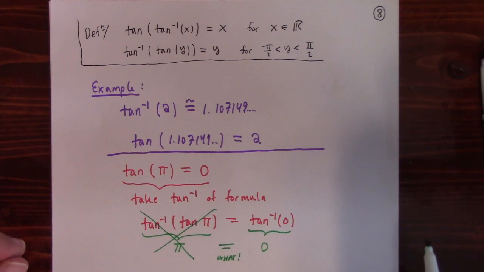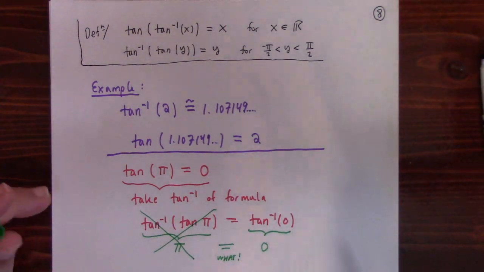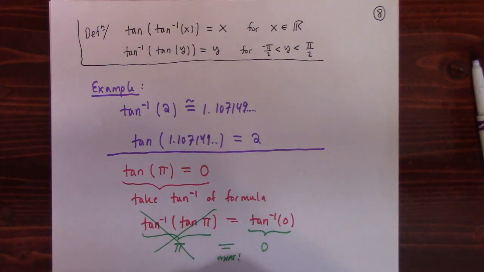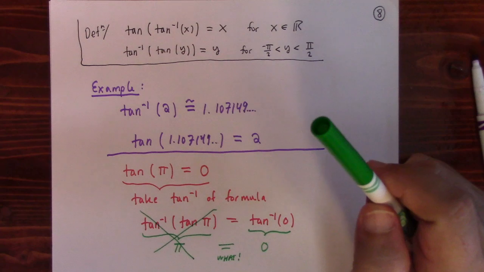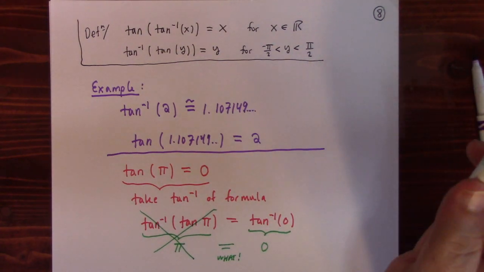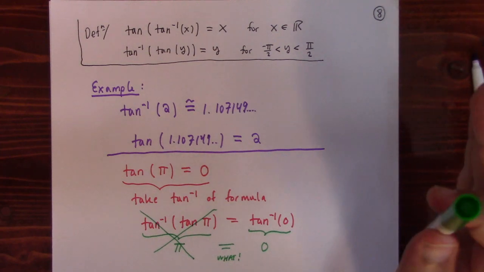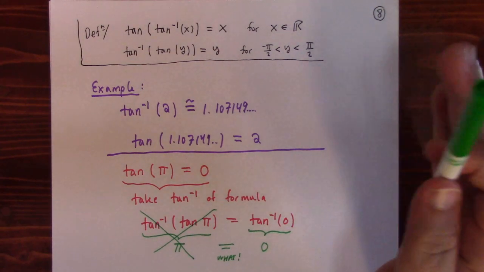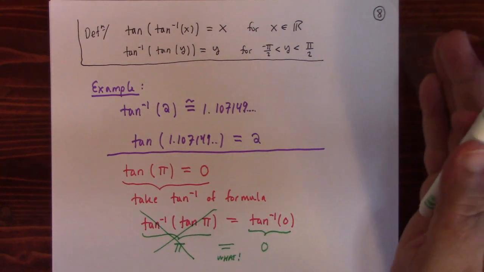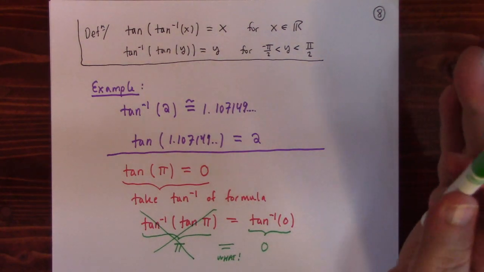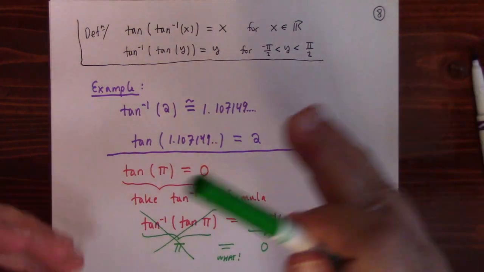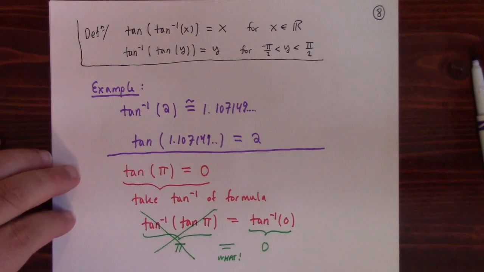So in future lectures, we're going to talk about how to use the inverse trig functions to solve problems, and it's really simple. We just have to keep in mind what they're giving us. They're always going to be giving us an angle between minus pi over 2 and pi over 2 for inverse sine and inverse tangent, and an angle between 0 and pi for inverse cosine. Once you know that, you can extrapolate from there.